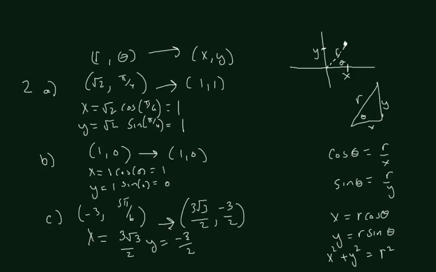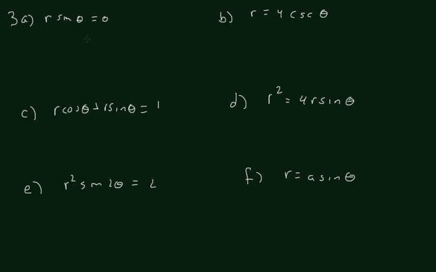Like that. In example 3, we're taking equations that are in polar form and converting them into Cartesian form equations, ones that we recognize easily with x and y. So here we go. r sine theta equals 0. We should recognize r sine theta is y. So y equals 0 is the equation. Horizontal line, the x-axis. Next one, well, r is 4 over sine theta, which says that r sine theta equals 4, or simply y equals 4.